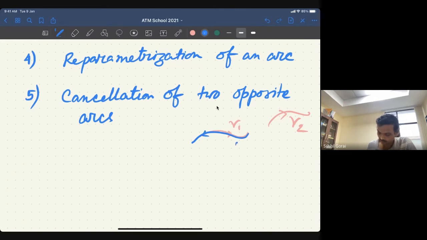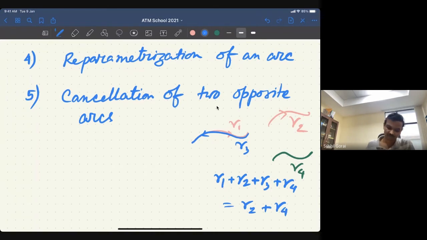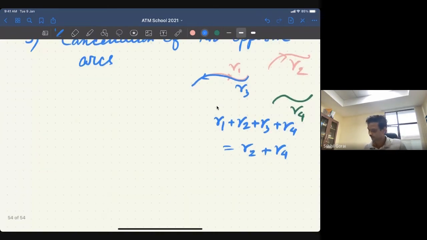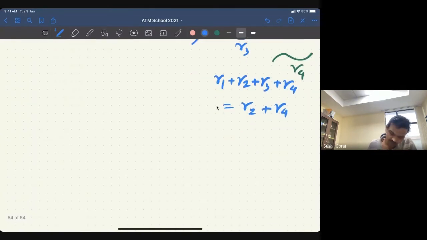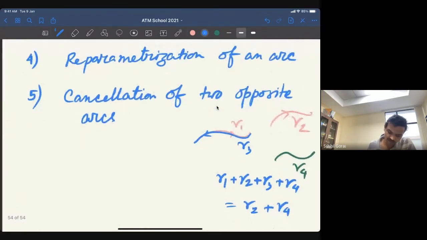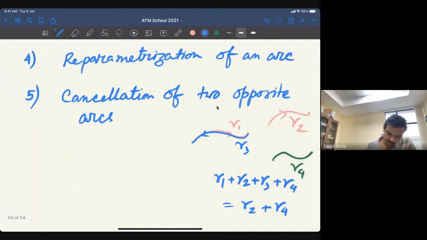Gamma 3, let's say gamma 4. So here what we get is gamma 1 plus gamma 2 plus gamma 3 plus gamma 4 is nothing but gamma 2 plus gamma 4. All right. So this does not change the chain.